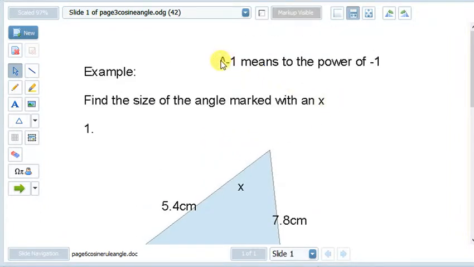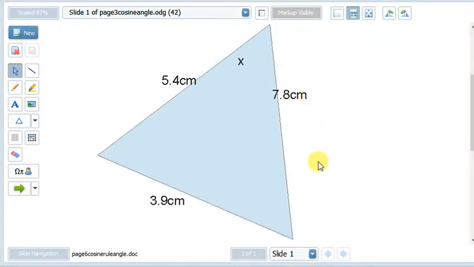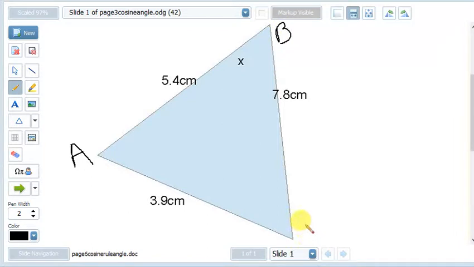I've just made a quick note here: to the power negative 1 means to the power negative 1. That little upside down triangle means superscript really. So, find the size of the angle marked with an x. What we've got here is a non-right angle triangle, so we would label it A, B and C. The side opposite A is this one, the side opposite B is this one, and the side opposite C is this one.